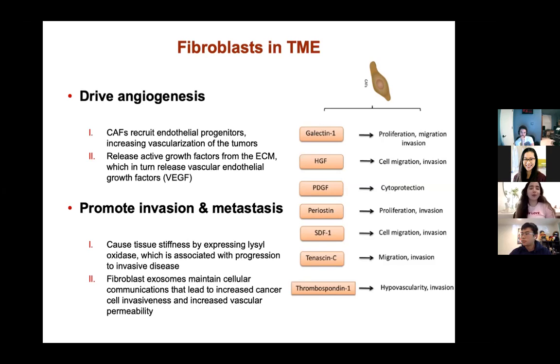They also promote more invasion and metastasis because they cause tissue stiffness, which is associated with progression to invasive disease. And then their exosomes maintain cellular communications with one another, which also increases vascular permeability, allowing the tumor cells to escape and travel from the initial tumor site to the circulation, and then have the ability to spread throughout the body, and go on to cause metastasis.